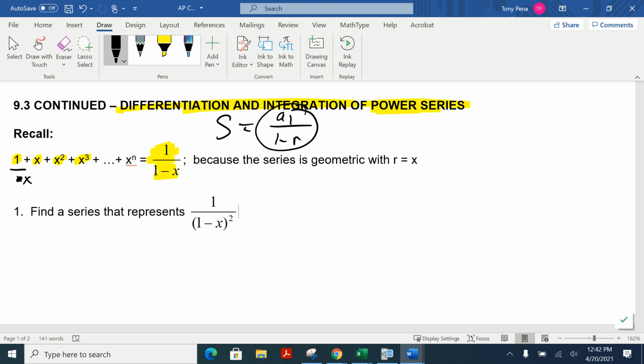All right. So what I'm asking you to do is find a series that would represent 1 over 1 minus x quantity squared. So here's how you're going to set this up. Underneath this, we're going to recopy what I have written for you. So just rewrite that out.